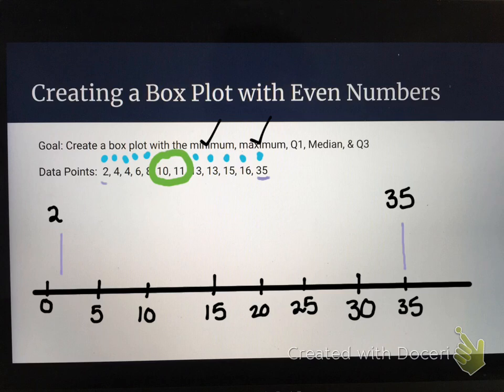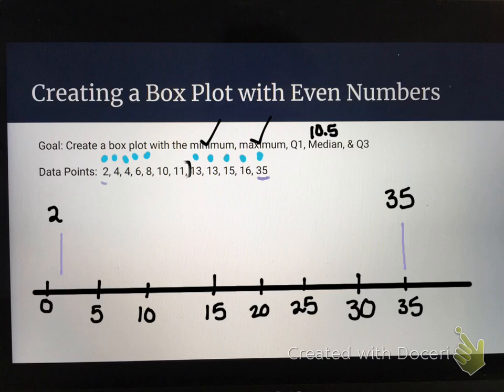Well, if you thought about finding the middle of those 2 numbers, or the average, you are correct. So what I need to do is take these 2 numbers, add them together, which is 21, and then divide it by how many numbers there are, which is 2. 21 divided by 2 is going to be 10.5.